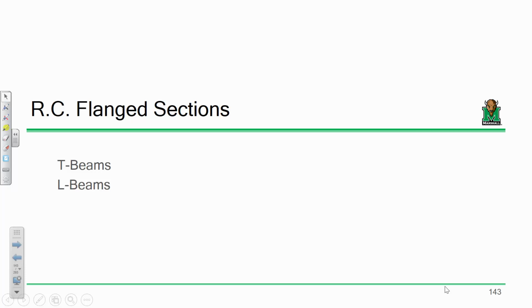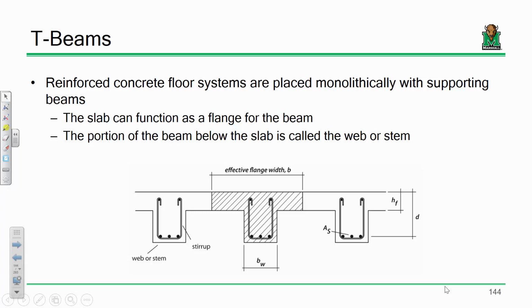Okay. All right. So let me sort of recap. I want to make sure that everybody remembers what we were talking about before the exam. So we were talking about flanged sections. So that means a T-beam or an L-beam. And so what that means is whenever you have a beam and a slab that's cast monolithically such that you can count a portion of that slab effective in transferring load to the beam.